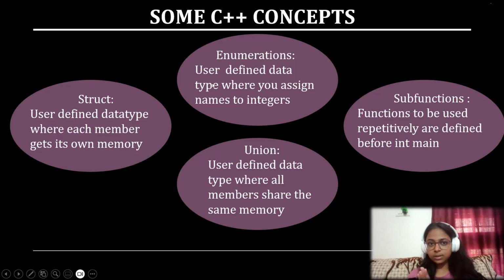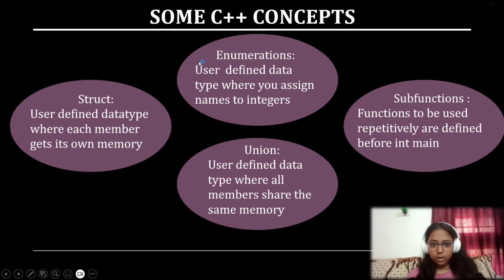Okay, so next there are some C++ concepts like that. First, we talked about the basic data types that were int, float, double, etc. Now, let's talk about some user-defined data types: struct, union, enumerations. All of these are user-defined data types. So what is the difference between them? When we talk about struct, each member gets its own memory, so you can fetch multiple members at a time. But in union, all the members share the same memory, so you can only fetch one of its members at a time.